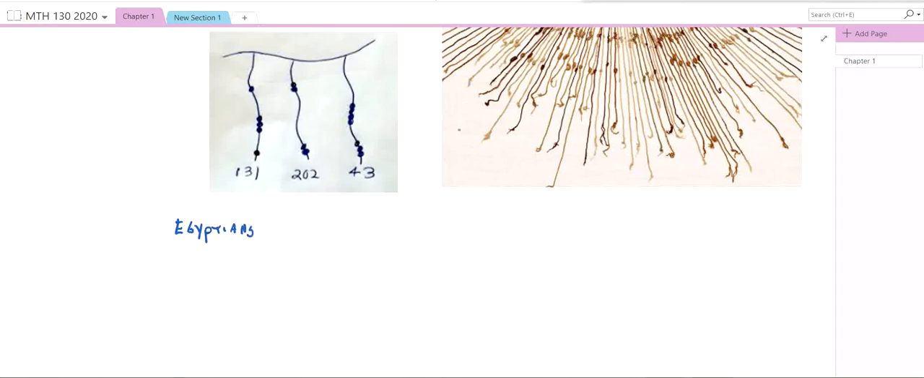But base 10 is not the only way to count. Counting in groups of 10 is not the only way to count. You could count in groups of 2, or you could count in groups of 12, or you could count in groups of 60, like the Babylonians did. So if you count in groups of 12, that's a base 12 system.